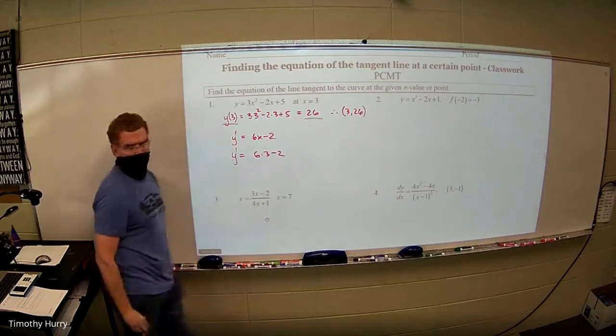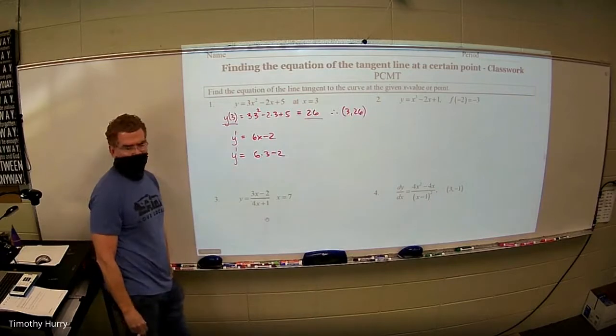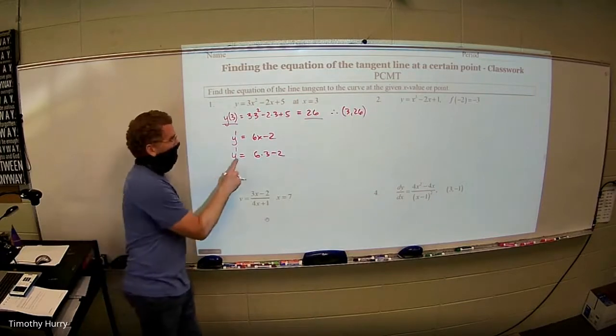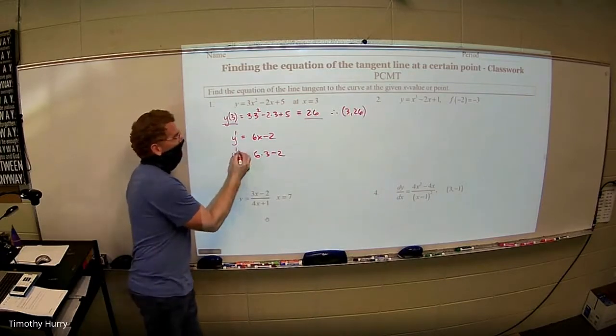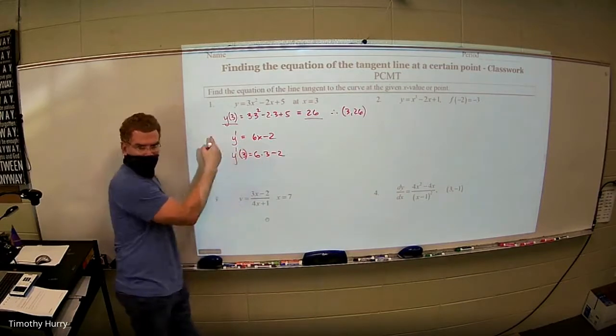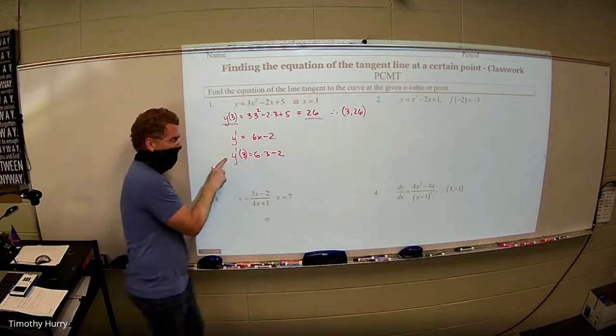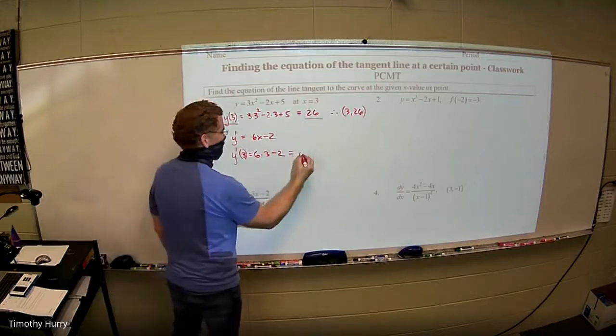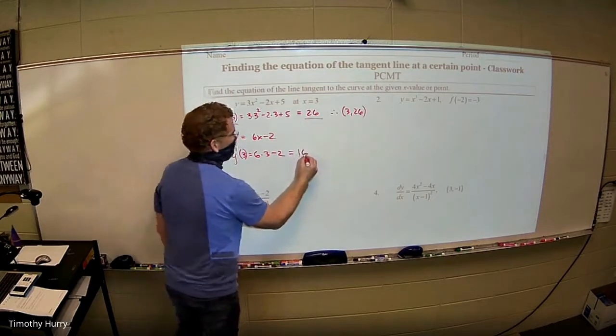What did I do wrong here? It's not a derivative. It's not a derivative. This is what? The derivative at 3. You see the difference? That's the derivative. This is the derivative at 3. 18 minus 2 is 16.